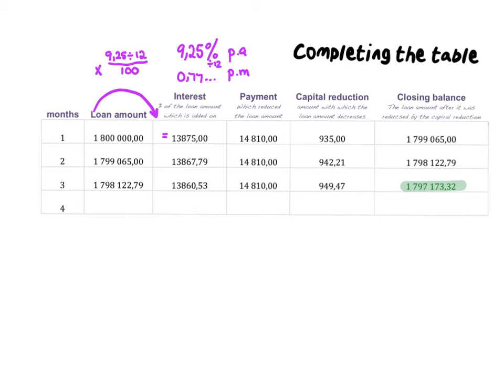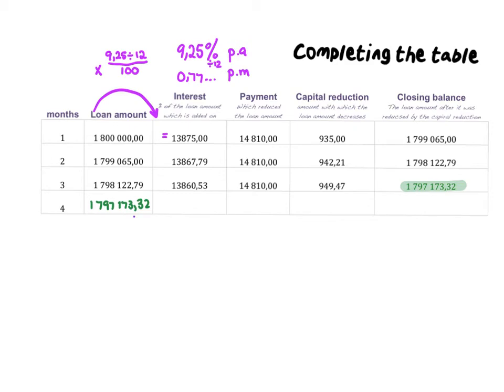So you just need to rewrite what the previous amount was. And you'll see that's also how they got the loan amount or the opening balance for each of the other months. So here we had 1.799065 million, and here we have the exact same amount. Closing is 1,798,122 Rand and 79 cents, and that is also our opening balance over here. So when you need to do the opening balance, you merely look at the closing balance of the previous month.